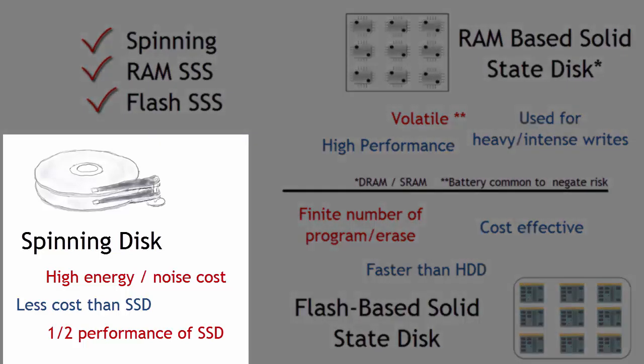So let's talk about some of the pros and cons for spinning disk. High energy and noise, right? And there's a cost associated, right? Spinning disks take more power to run. So when you have a large data center, this is a factor. It's about half of the performance of solid-state drives. So whether that be RAM or flash, we've talked about the difference between those performance, but still it's about half, 50% of the performance. And then this is the low-cost media, right?